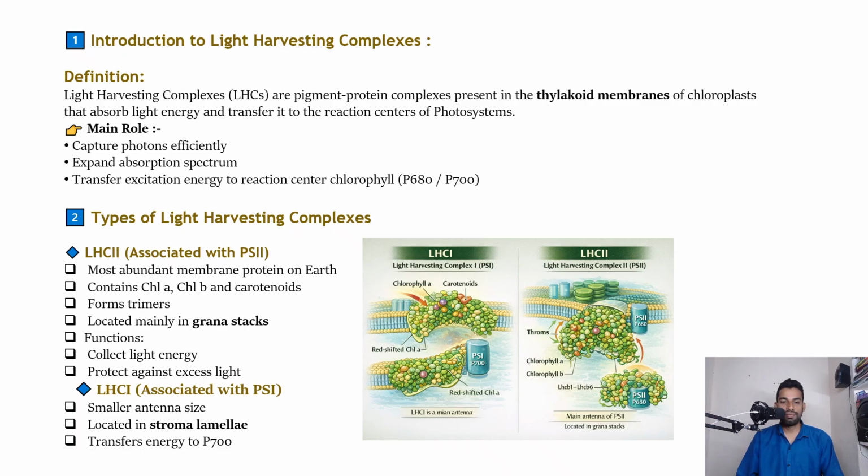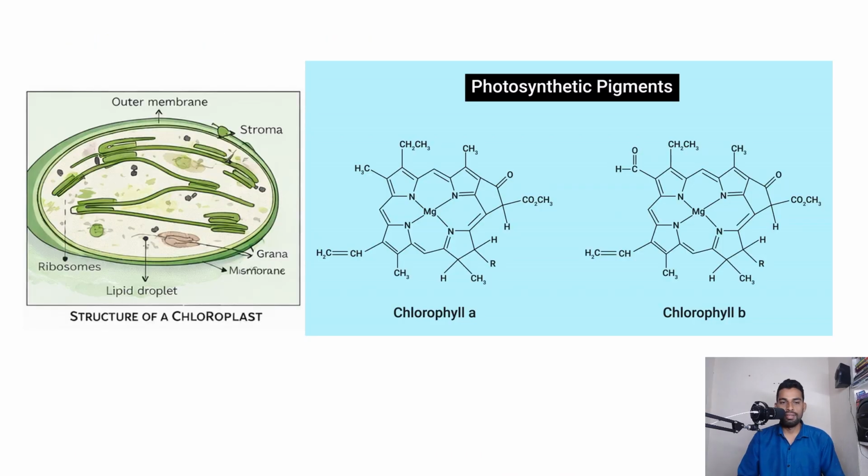Next, LHC1 associated with photosystem 1. Smaller antenna size, located in stroma lamellae. Transfer energy to P700. In this slide we can see where is stroma, where is grana. We can observe that stroma is near the outer membrane and grana is inside the chloroplast. We can see chlorophyll-a structure and chlorophyll-b structure. Later we will observe what things are different.